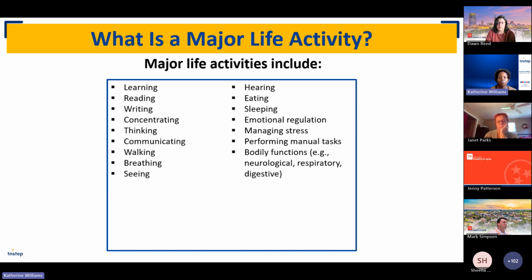So as I shared before, major life activities can include things that are essential to daily living, essential to learning. So reading, writing, walking, seeing, all these things that a lot of times we will do and we're not necessarily thinking about doing them, even eating or sleeping. So bodily functions like neurological or respiratory systems, they also can be considered when deciding if a student qualifies for a 504 plan.